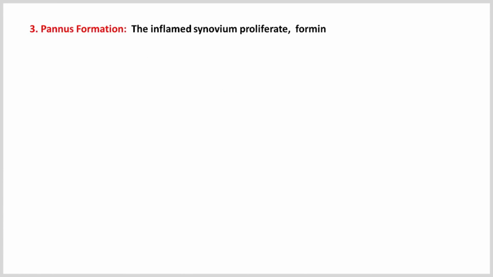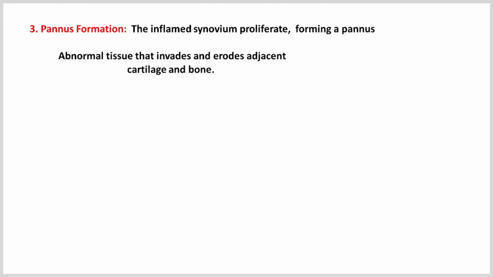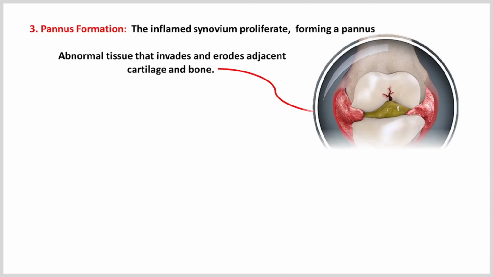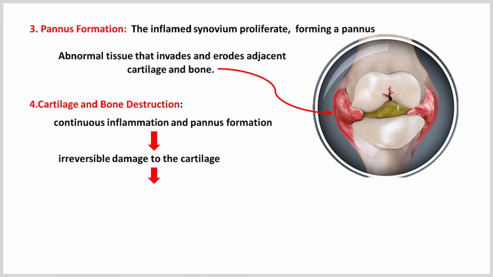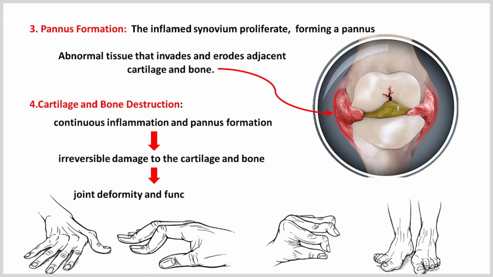Pannus formation. The inflamed synovium may proliferate, forming a pannus, which is an abnormal tissue that invades and erodes adjacent cartilage and bone. Cartilage and bone destruction. Over time, the continuous inflammation and pannus formation lead to irreversible damage to the cartilage and bone in the affected joints, causing joint deformity and functional impairment.